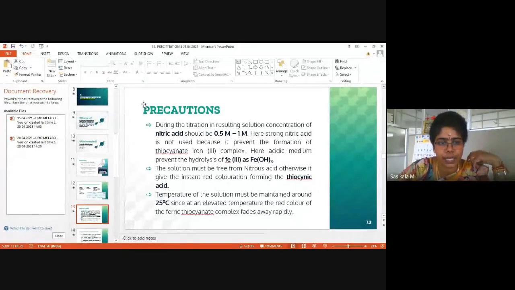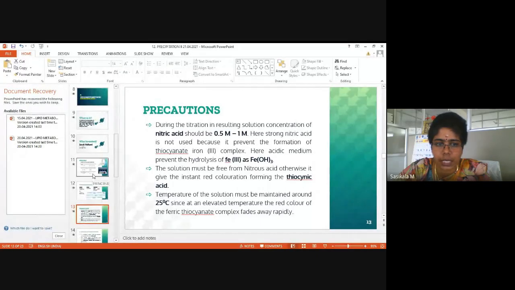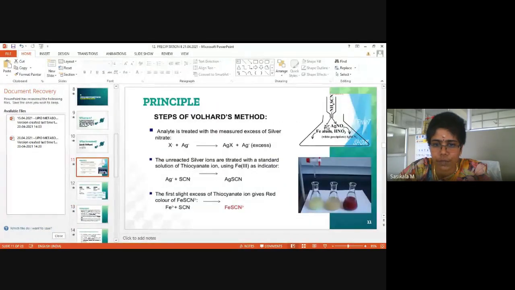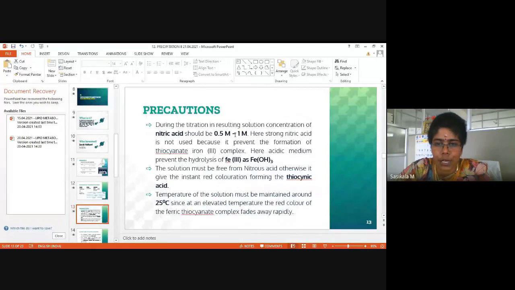Precautions to be taken for Volhard's method are: during the titration, in the resulting solution, the concentration of nitric acid should be 0.5 molar to 1 molar. Here you have seen that nitric acid is added to the conical flask to maintain acidic condition. So how much concentration of nitric acid should be added? 0.5 molar to 1 molar. Between this range only we need to add. Mostly 1 molar nitric acid is preferred.